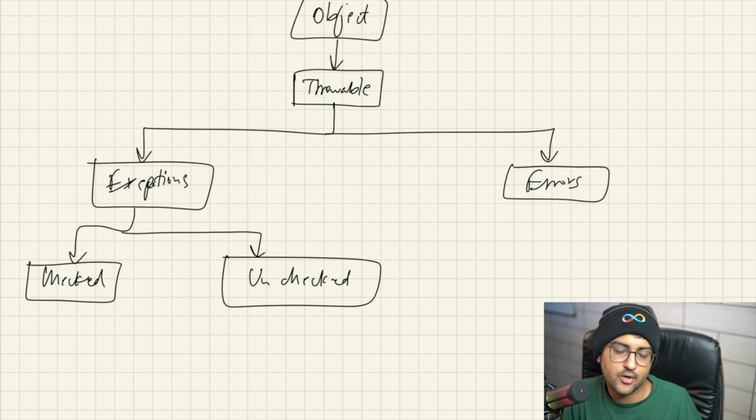Unchecked exception on the other hand is something that the compiler will not be able to detect. That will only be detected while the program is running. Something like divide by 0. Arithmetic exception. Cool. All right.